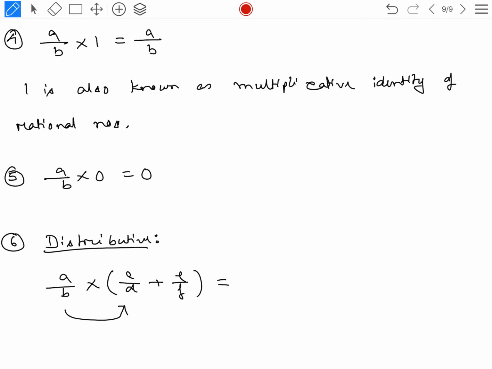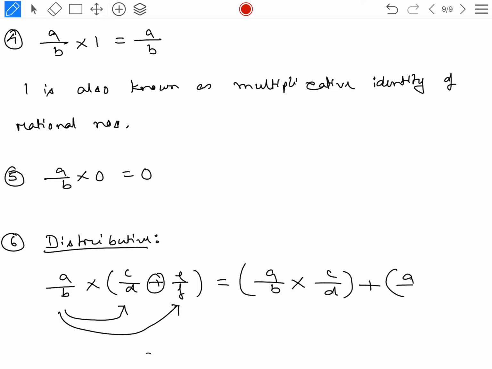Okay, that means a by b is multiplied to c by d also, and a by b is also multiplied to e by f also. Okay, so what I mean is, first you can write a by b into c by d. Since one addition sign is here, so this is distributive property over addition. Okay, plus again multiply a by d into e by f.